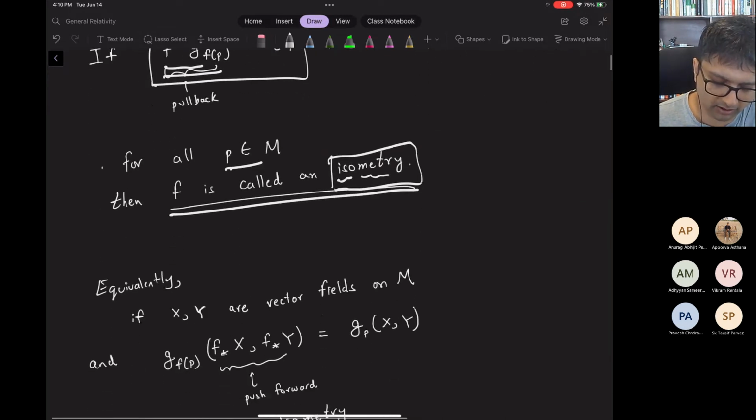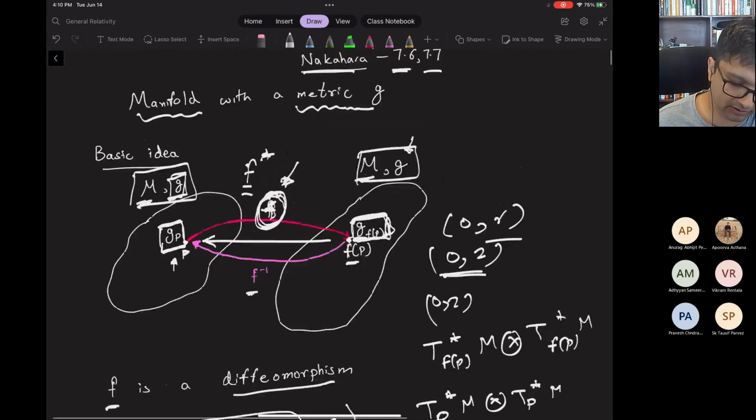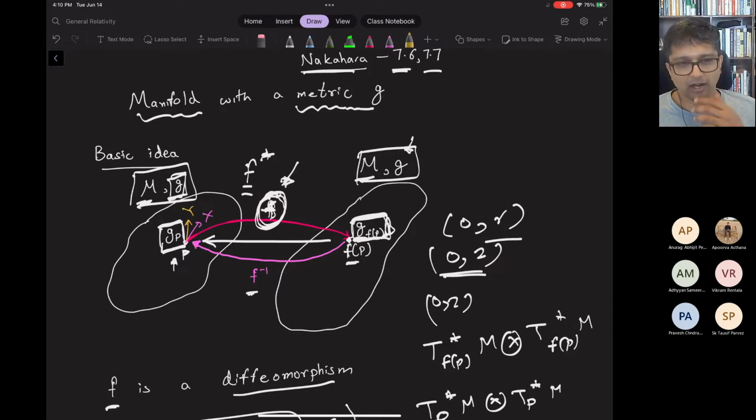Okay, and there is an equivalent way to think about isometries. If you have two vector fields x, y on M, so I have now a vector x and a vector y. This is at one point on the manifold, but these are defined at every point on the manifold. And now, instead of pulling back the metric, I instead push forward the vectors x and y.